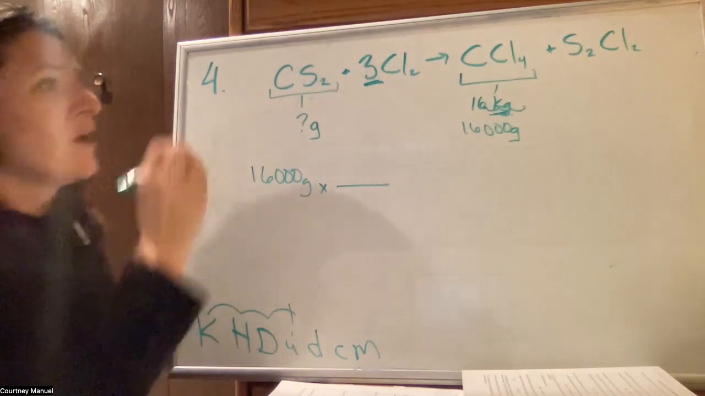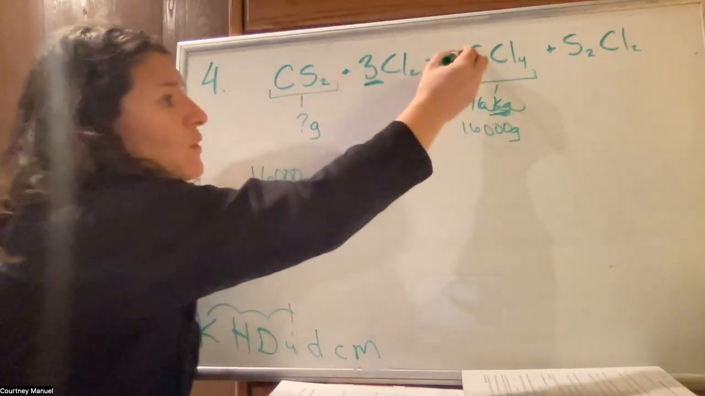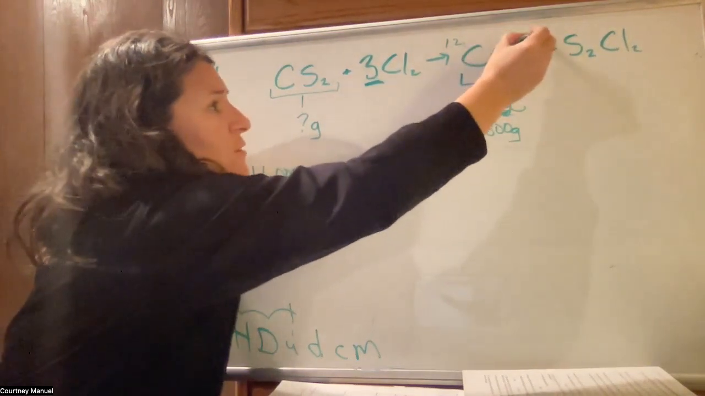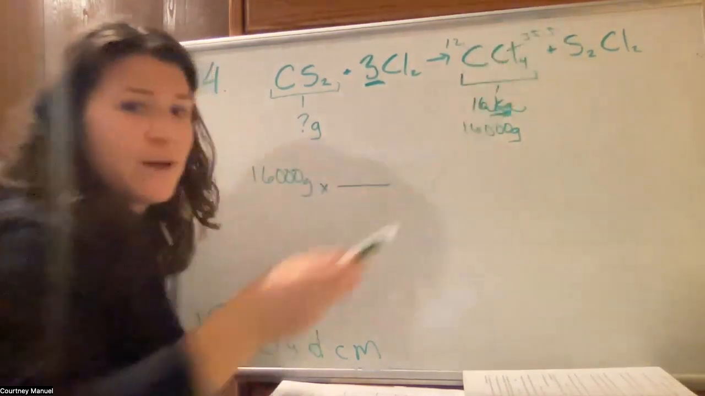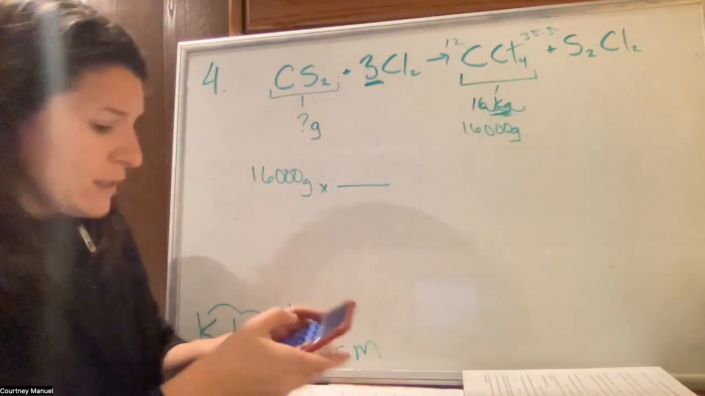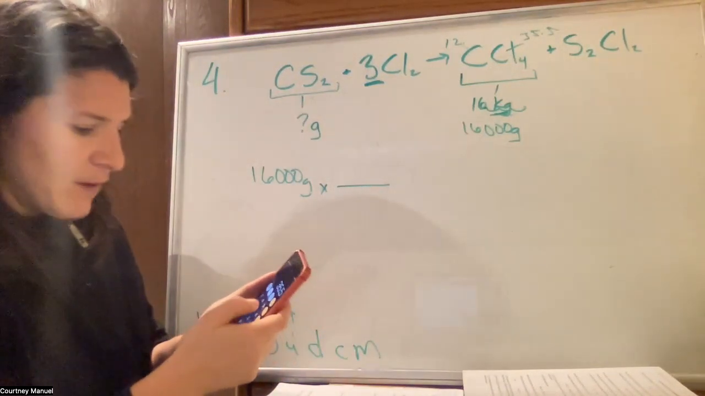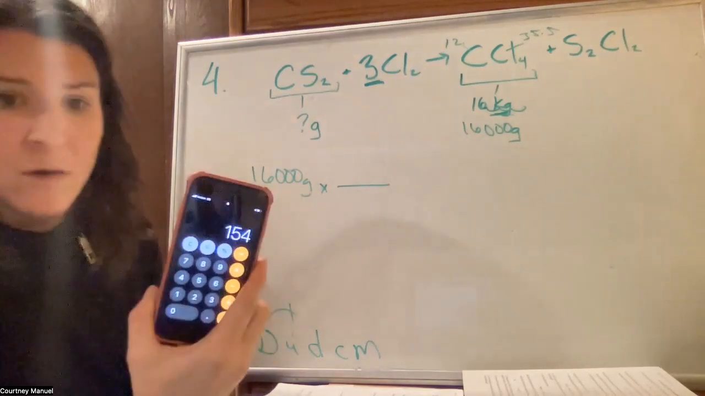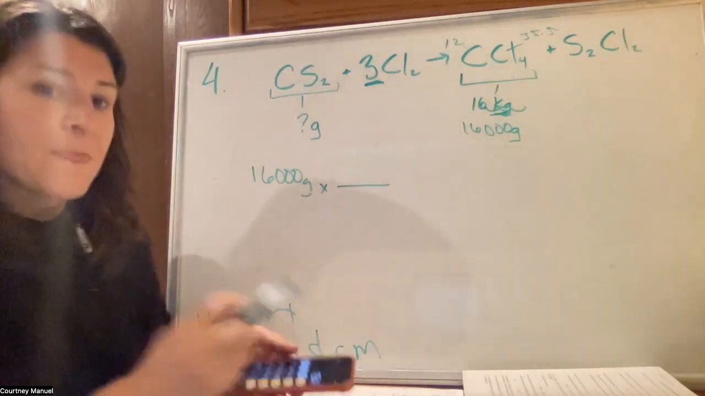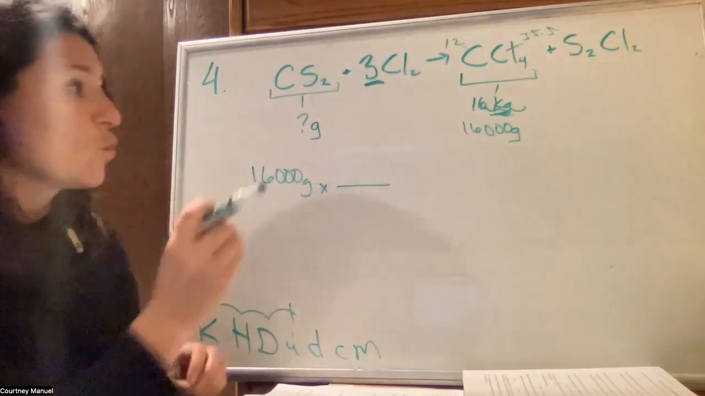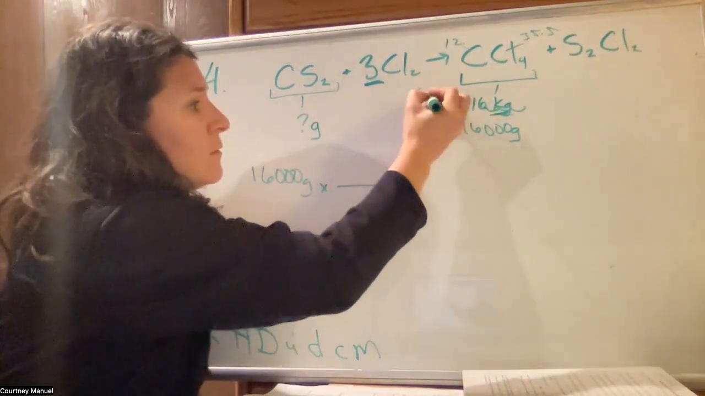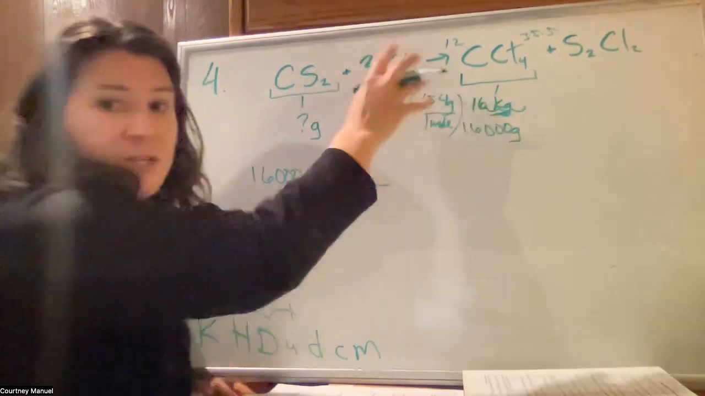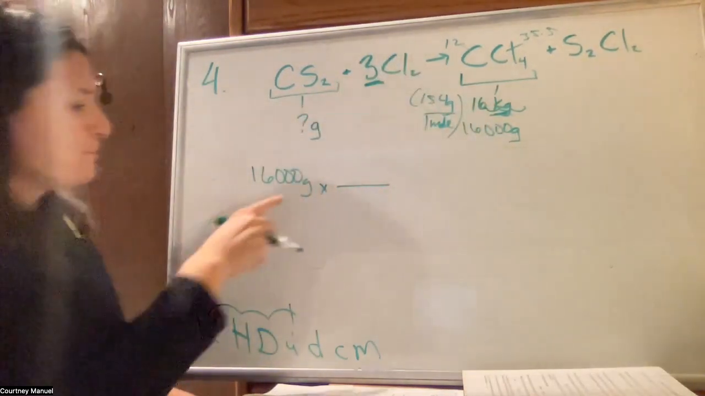And how do we do that? We go to our AMUs. For carbon, the AMU is 12, and for chlorine, it's 35.5. But we do have 4 of them, so we need to multiply 35.5 times 4, plus 12, which is 154. That means 154 grams of this is in 1 mole of it. That's our conversion for carbon tetrachloride.